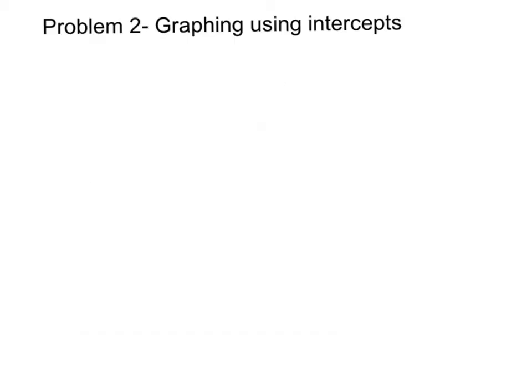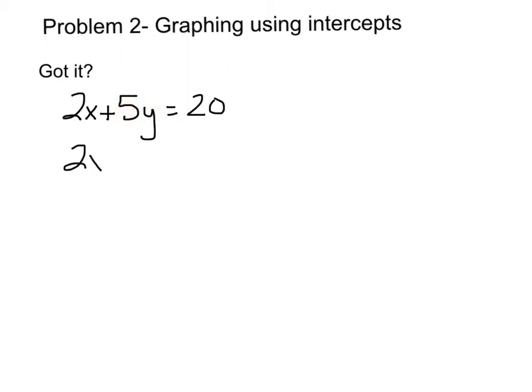The second thing you're going to learn is how to graph using intercepts. So we just found the intercepts, now you're going to graph using them. So problem 2, graph using intercepts. And you're going to hopefully find this incredibly easy. So let's look at the got it. The got it is 2x plus 5y equals 20. I'm going to go through this fairly quickly because you have graphs already in your book. To find the x-intercept, plug in 0 for y. So this cancels. Your equation is going to be 2x equals 20. What's your x-intercept?